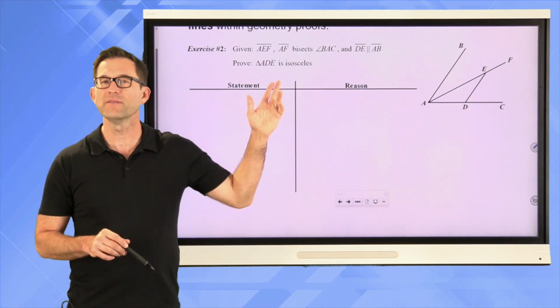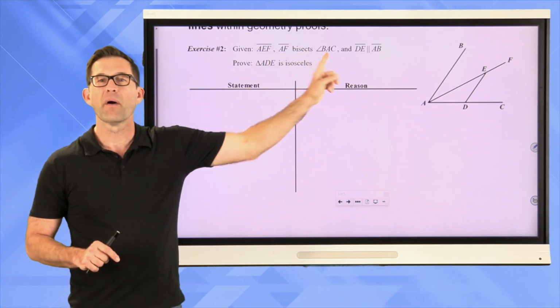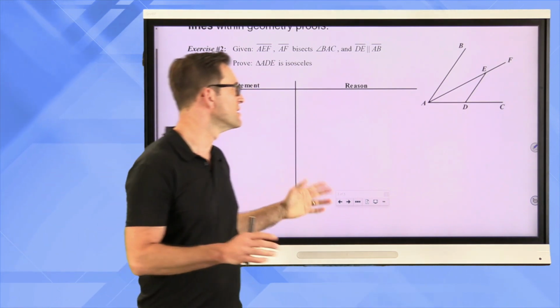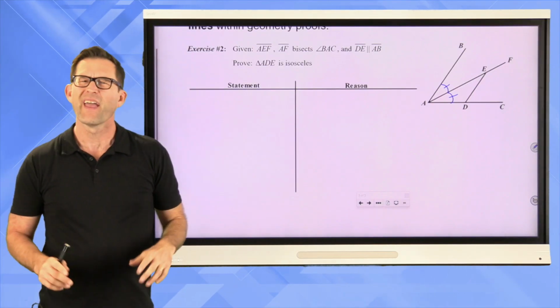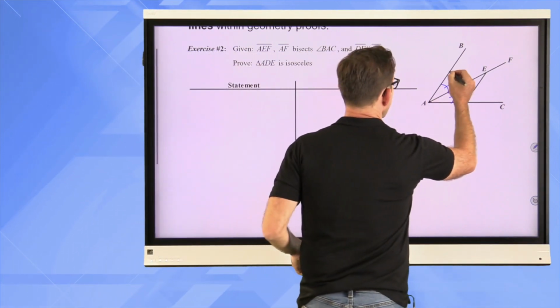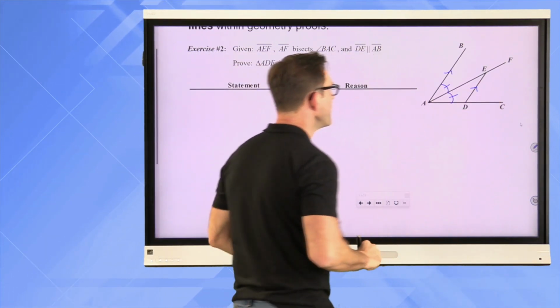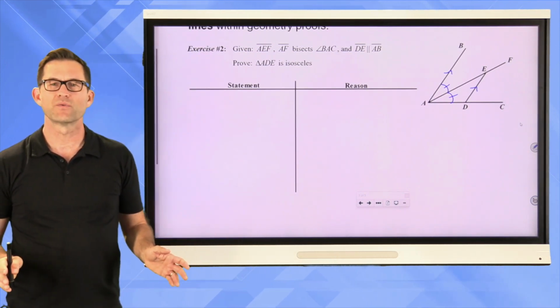All right, well, that first given is a collinear given, so we're just going to move on from that for right now. AF bisects angle BAC. That's easy enough to do, right? That's going to tell us that this angle is congruent to this angle. All right, simple enough. And we know that DE is parallel to AB. In other words, this is parallel to this. Okay, well, that doesn't tell me too much, right?